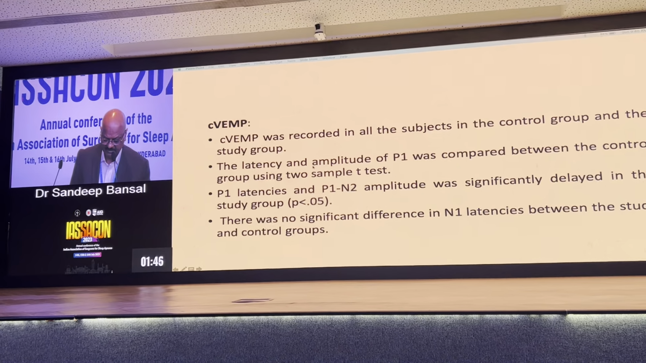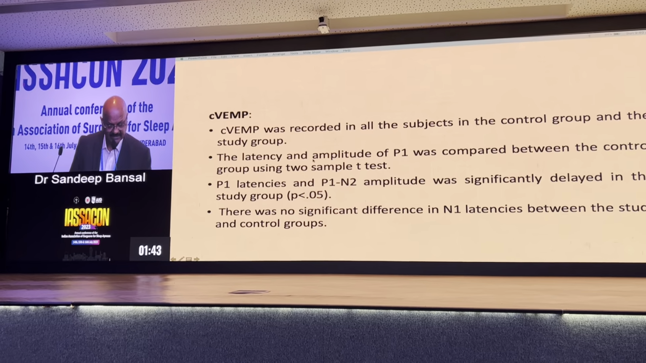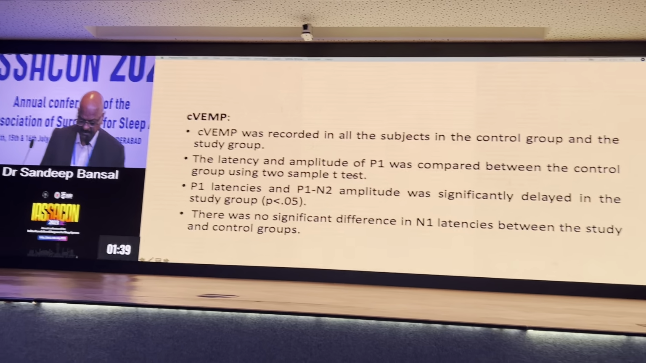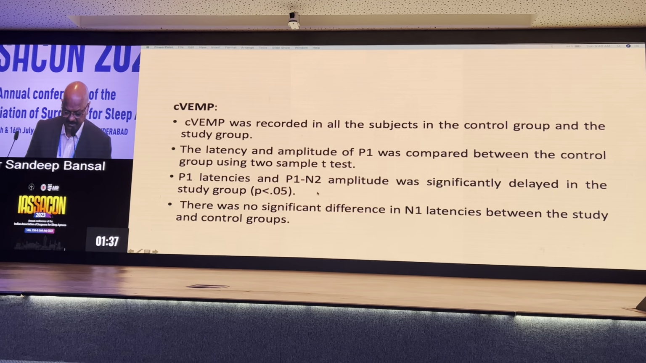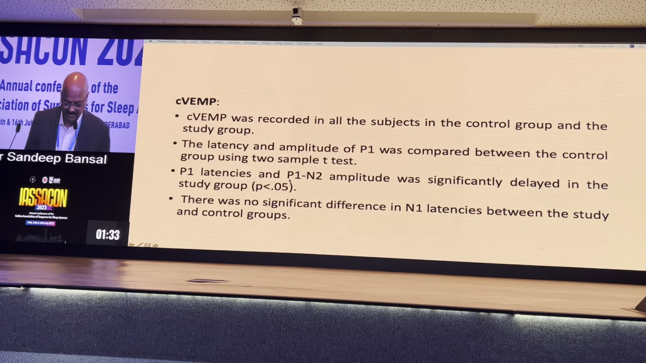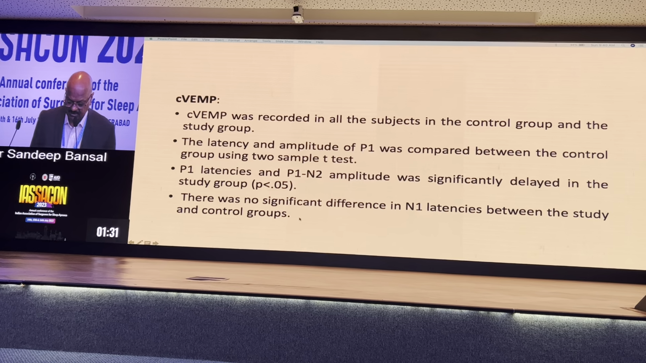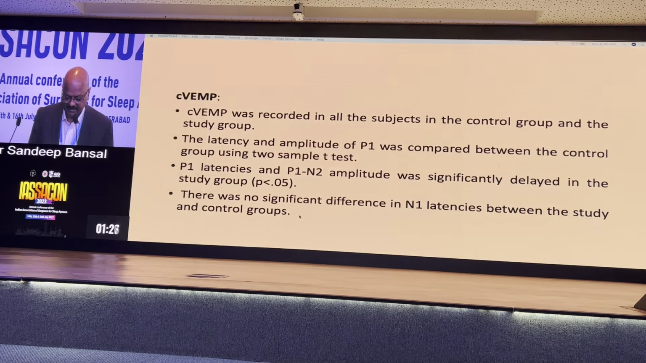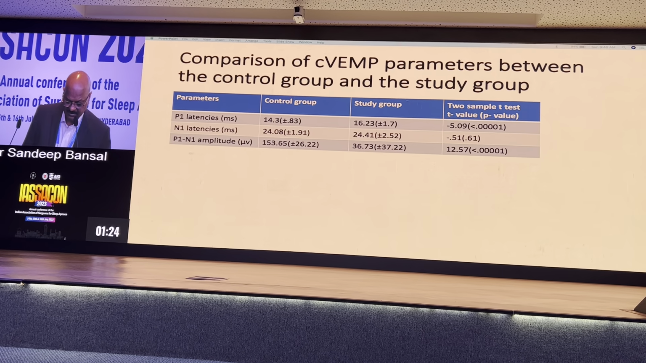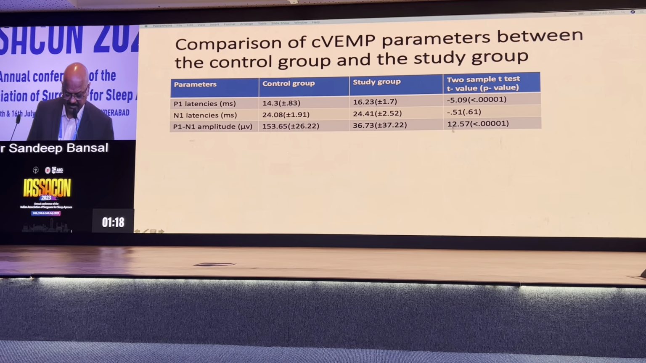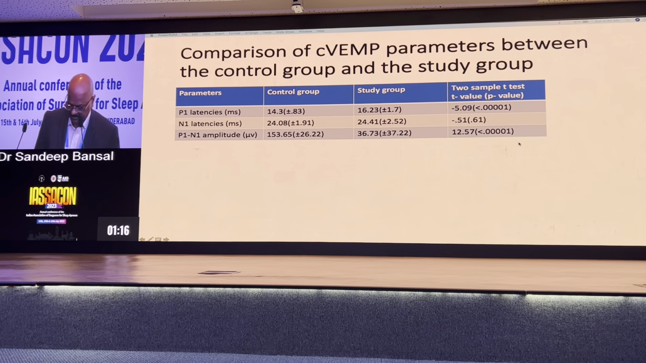Then the CVEMP, again the latency and amplitude of P1 were compared with the control, and it was significantly delayed in the study group rather than the control. Whereas there was no statistical significance in the N1 latency between the study and the control group. So P1 latency is significant, N1 is normal, and the P1 to N1 amplitude again is very significant.